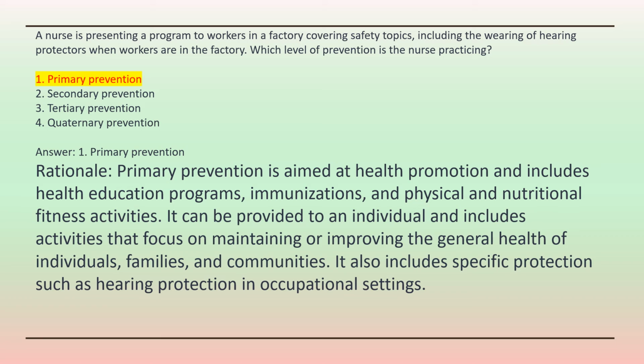Answer 1. Primary prevention. Rationale: Primary prevention is aimed at health promotion and includes health education programs, immunizations, and physical and nutritional fitness activities. It can be provided to an individual and includes activities that focus on maintaining or improving the general health of individuals, families, and communities. It also includes specific protection, such as hearing protection in occupational settings.